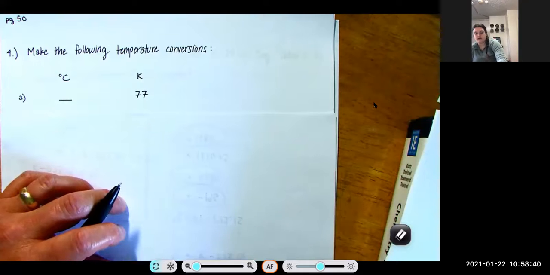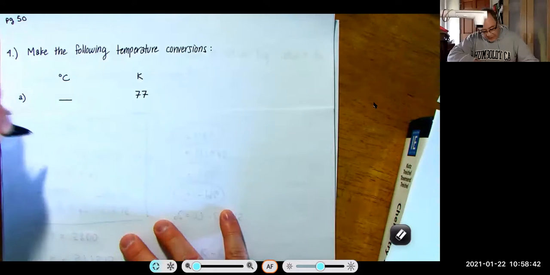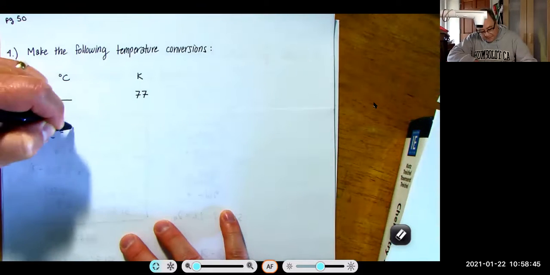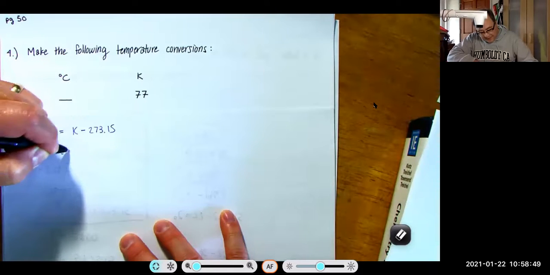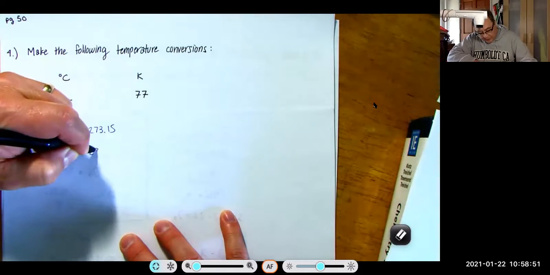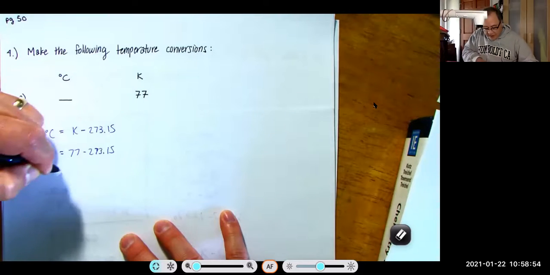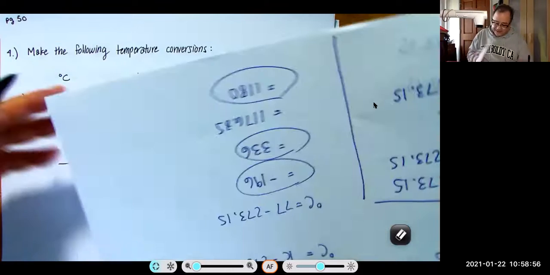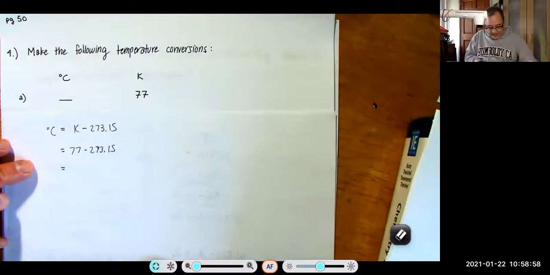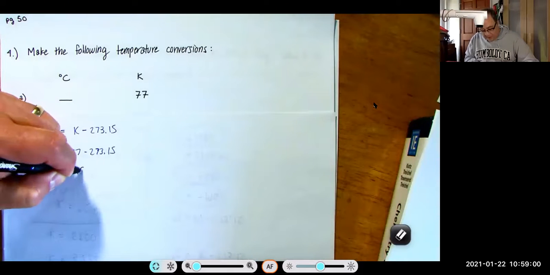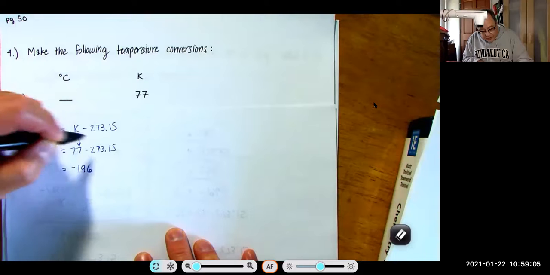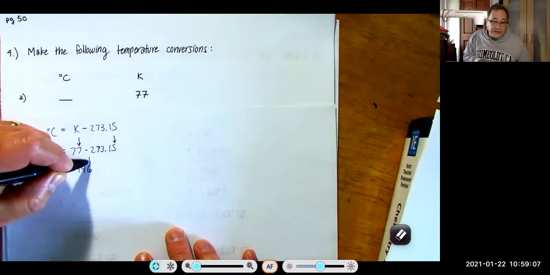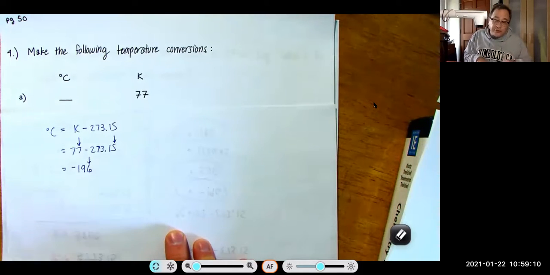All right, I'm ready. All right, for A, degrees Celsius is going to be Kelvin minus 273.15. So we have 77 minus 273.15. So I got minus 196, I think. And actually I got minus 196 point something, but this is good to the ones. This is good to the hundreds. So this answer is going to be good to the ones. So that's why I rounded to the 6, which is in the ones place.